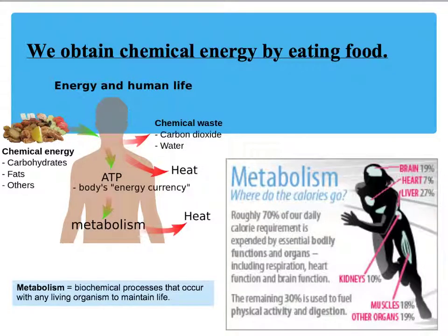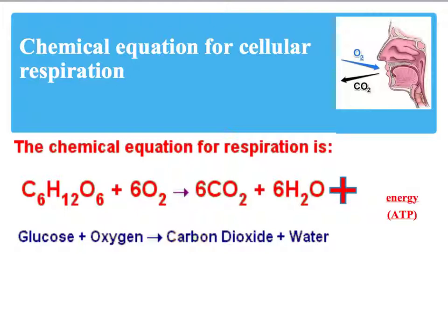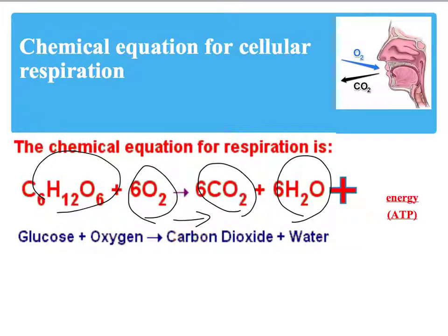We obtain chemical energy by eating food. 70% of this energy is used to keep our bodies and organs functioning properly, and 30% is used for physical activities and digestion. Cell respiration can be summarized with this chemical equation, where we take glucose and oxygen to give off CO2, water, and energy. Notice that this chemical equation is pretty much the opposite of photosynthesis.